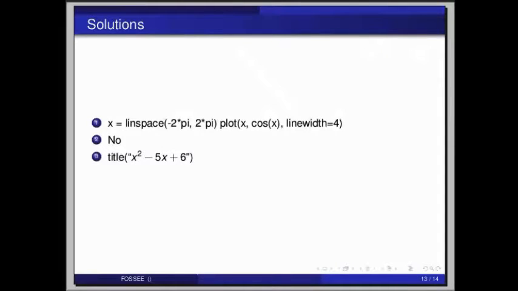Then the third and final one: to set the title in LaTeX style formatting, we write the equation between two $ signs as title within brackets and single quotes, double quotes, dollar sign, then x square minus 5x plus 6, then again a dollar sign.